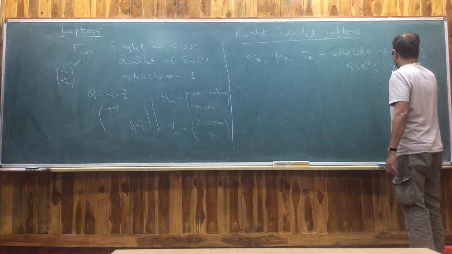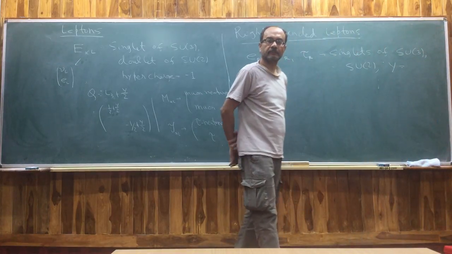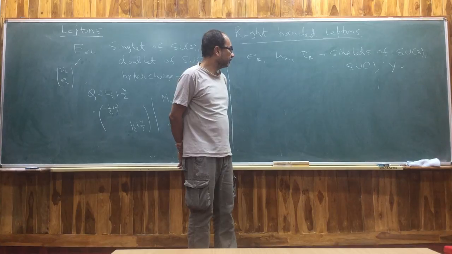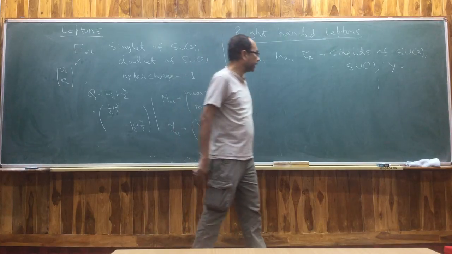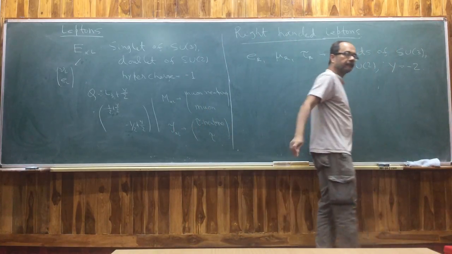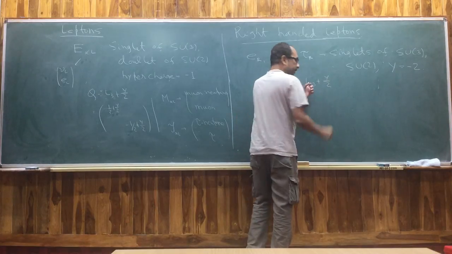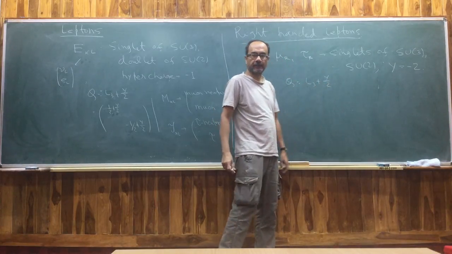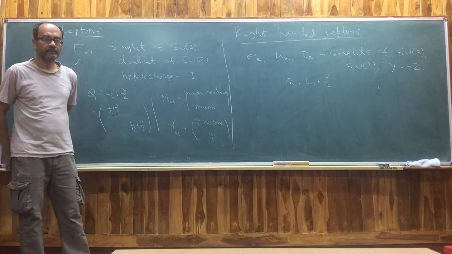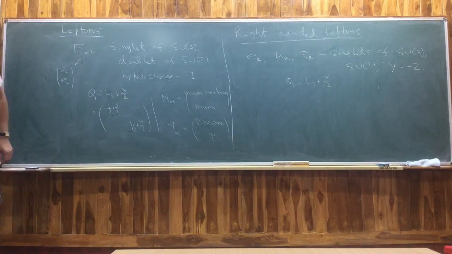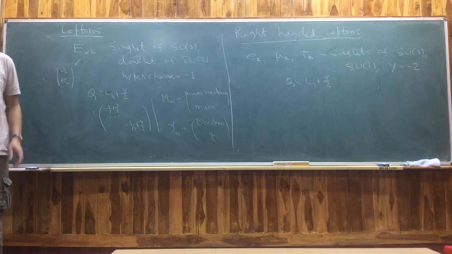What about Y? Y is minus 2. Because Y by 2 should be minus 1, right? So Y is minus 2. Because again, use Q equal to L3 plus Y by 2. L3 is 0 on the singlet, so Y should be minus 2. Is this okay?